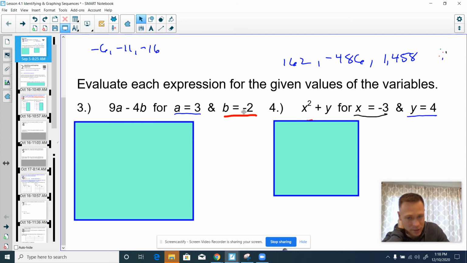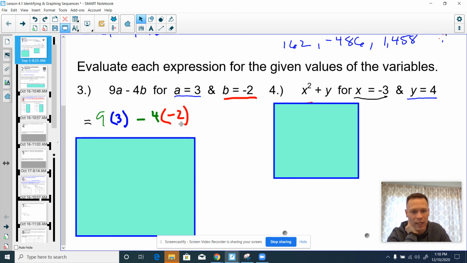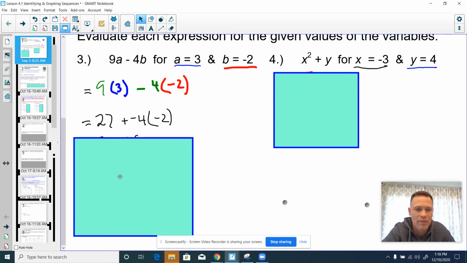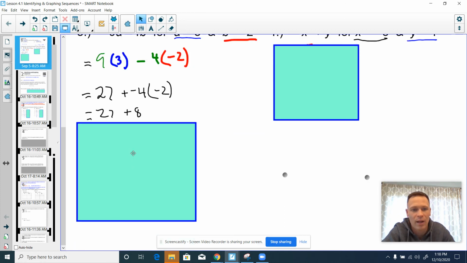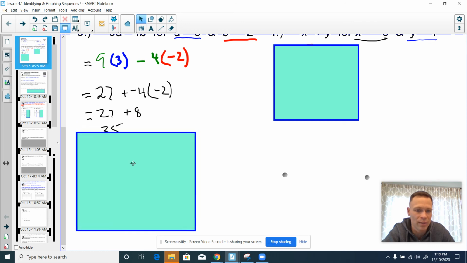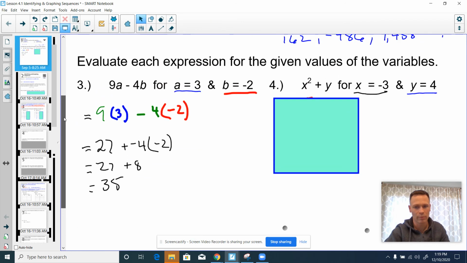A is 3, B is -2. So here I am substituting 3 in for A and then -2 in for B. And then I just got to follow order of operations because it's not an equation I need to solve. Multiplication comes before addition. So I'm going to do 9 times 3 first to get 27. And then I will do -4 times -2 next to get 8. And then I'll add the two together finally to get 35. So that is that expression.